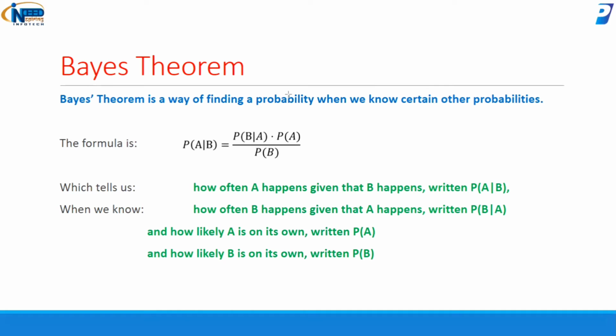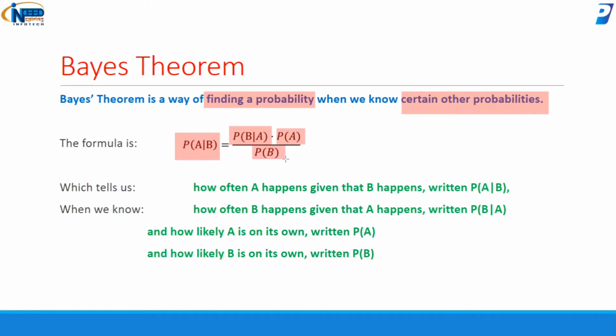Okay, so once again, let's repeat. Bayes theorem is a way of finding a probability when we know certain other probabilities. The formula is: probability of A such that B has already occurred can be found if we have probability of B such that A has already occurred, multiplied by probability of A, and divided by probability of B.